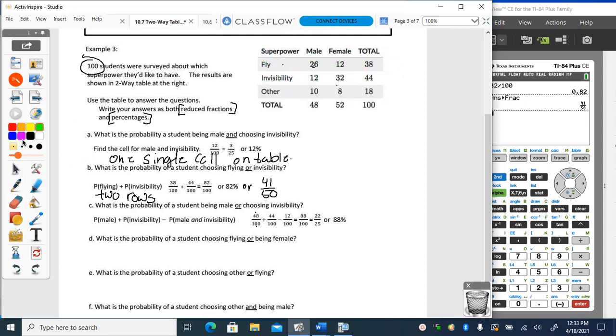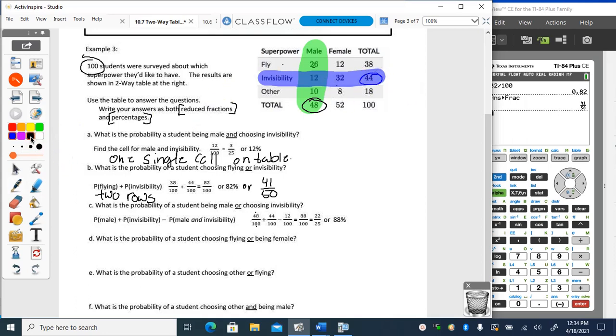C says, what is the probability of a student being male or choosing invisibility? So let's highlight all of the male column, because that's what we want to look at. Highlight the male column. All right, and the number we want to look at is that total, because that's the total of males that were surveyed. Now let's highlight the probability of invisibility. All invisibility row. And then let's go ahead and circle the total, because that's the probability of being invisible.